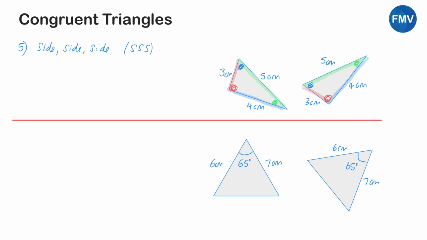Looking at this next question. So let's look at the situation here. What have we got? So we have got this side here, and that is a corresponding side. We have got this angle here, and that is a corresponding angle. And finally, this side here, and that is a corresponding side. So we've got a side, angle, side. And again, that is known as SAS.